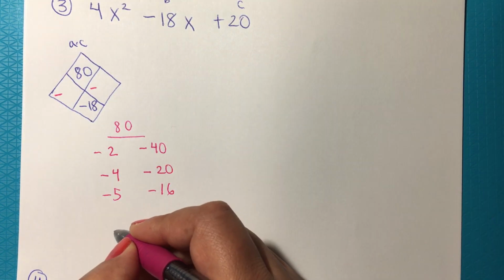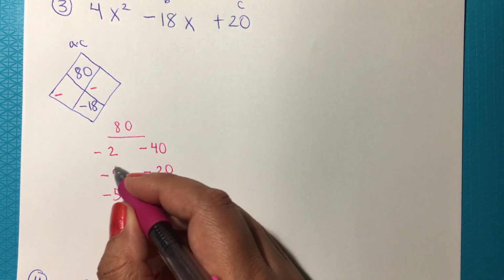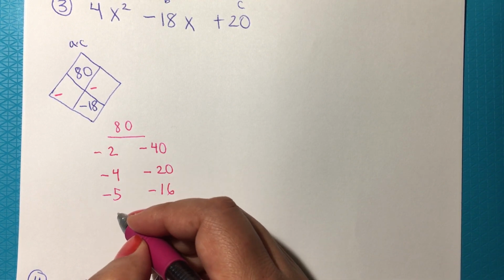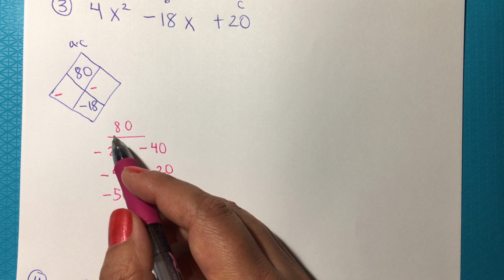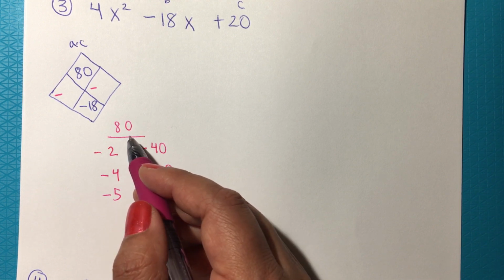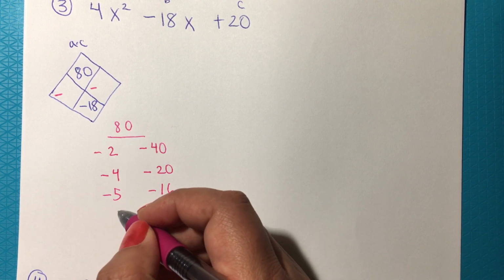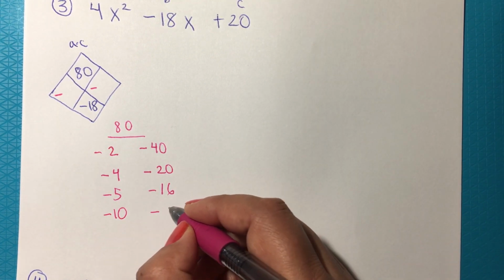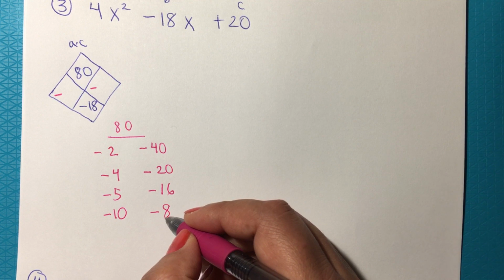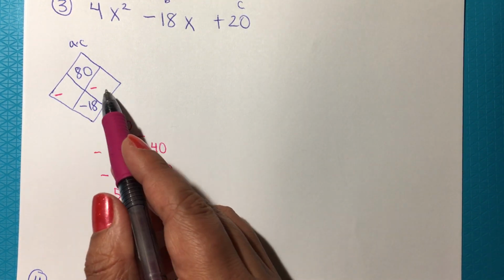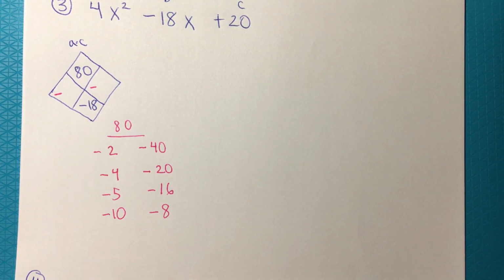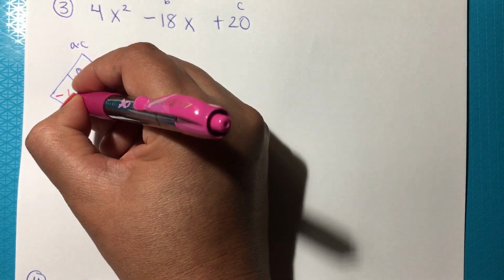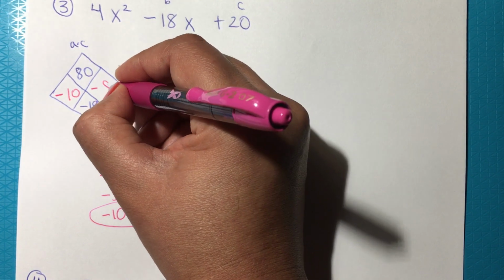Is it divisible by 6? No, because it has to be divided by 2 and 3, and we don't have the 3 in there. Is it divisible by 9? No, it follows the same similar rule as 3. Divisible by 10? Yes. And the answer is negative 8. Together, when we add them, that gives us negative 18. So those are the factors, negative 10 and negative 8.